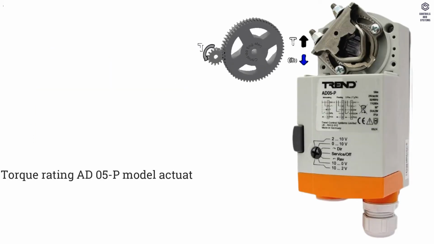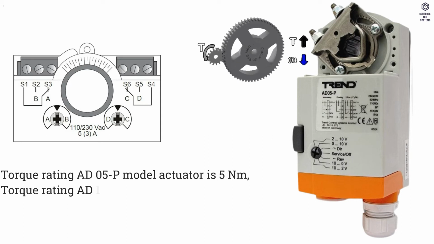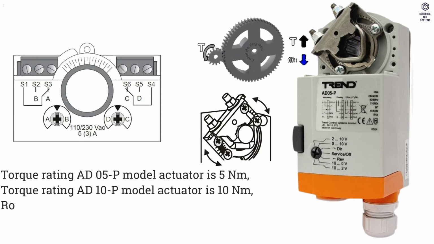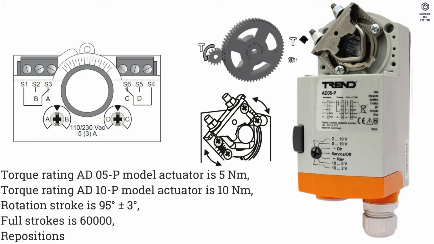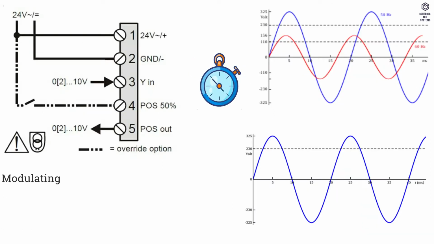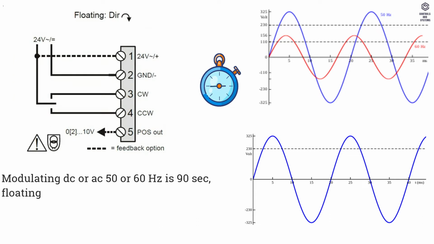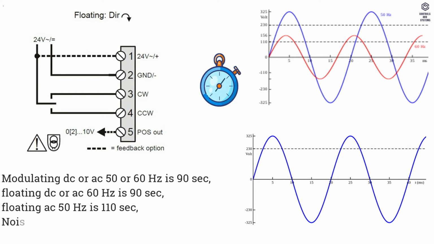Material data: torque rating AD05P model actuator is 5 Newton meters. Rotation stroke is 95 degrees ±3 degrees. Full strokes is 60,000. Repositions is 1.5 million. Modulating DC or AC 50 or 60 Hz is 90 seconds. Floating DC or AC 60 Hz is 90 seconds. Floating AC 50 Hz is 110 seconds.